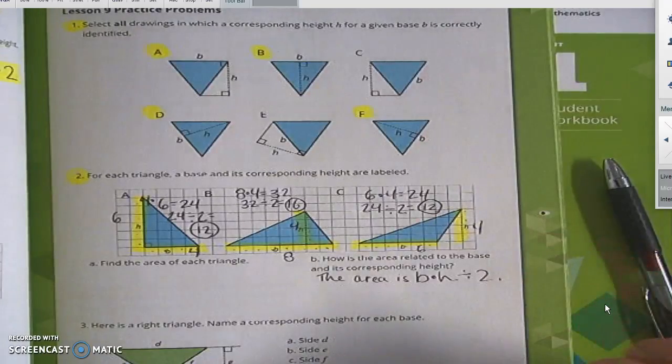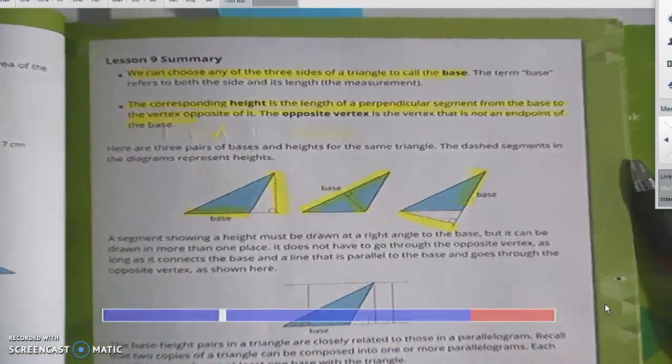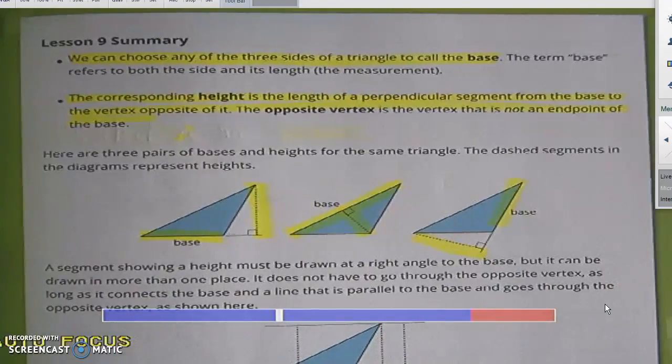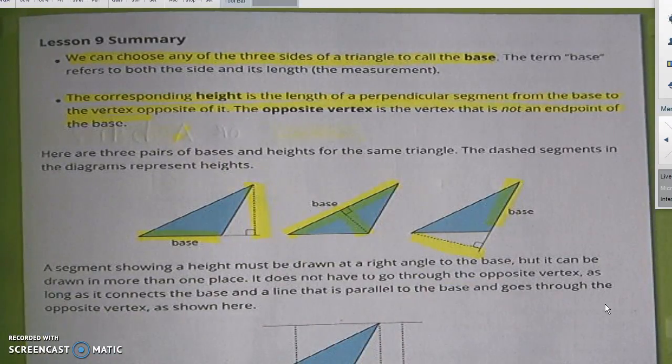Okay, first and second hour yesterday, you highlighted the summary. 4th and 7th hour, we didn't get to it. So if you have not highlighted this yet, grab a highlighter and do this. And if you have, well then you don't need to highlight it again.